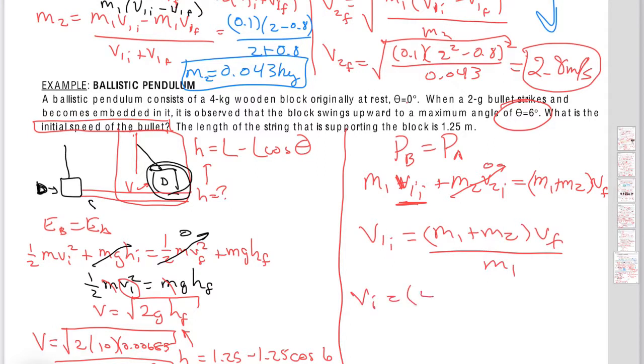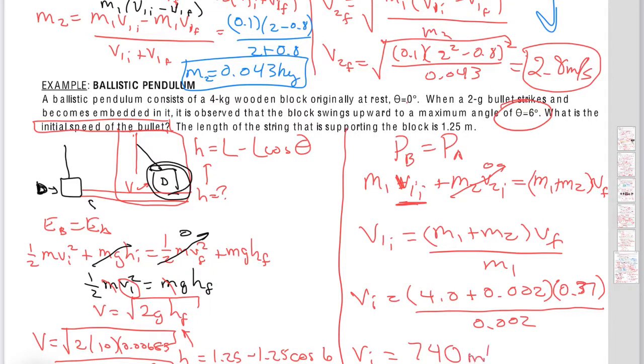That'll be 4 kilograms for the mass of the block. You have to convert the mass of the bullet to kilograms, so divide 2 by 1,000. Our final velocity is 0.37, because that's the velocity of the swinging block, divided by the mass of the bullet, because we're looking for the velocity of the bullet. So you do 4 plus 0.002 times 0.37 divided by 0.002, and you get that the bullet was fired at the block at a speed of 740 meters per second.